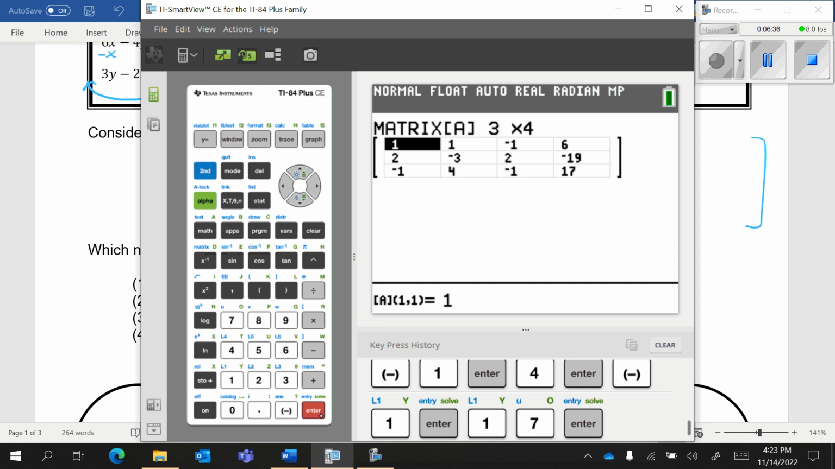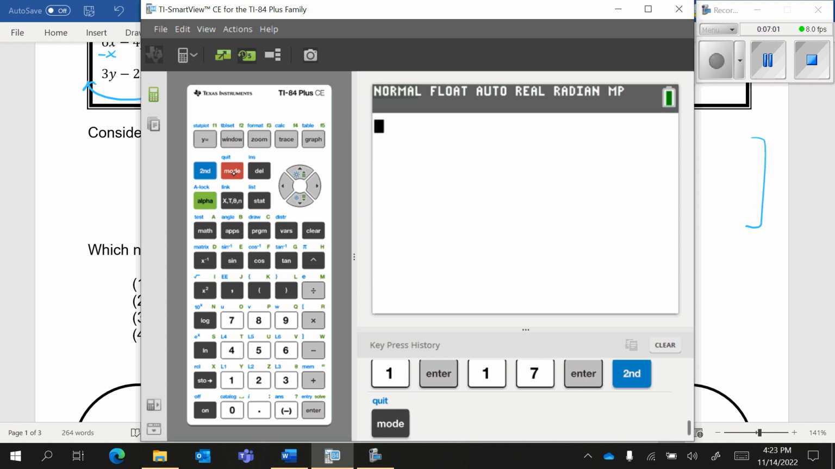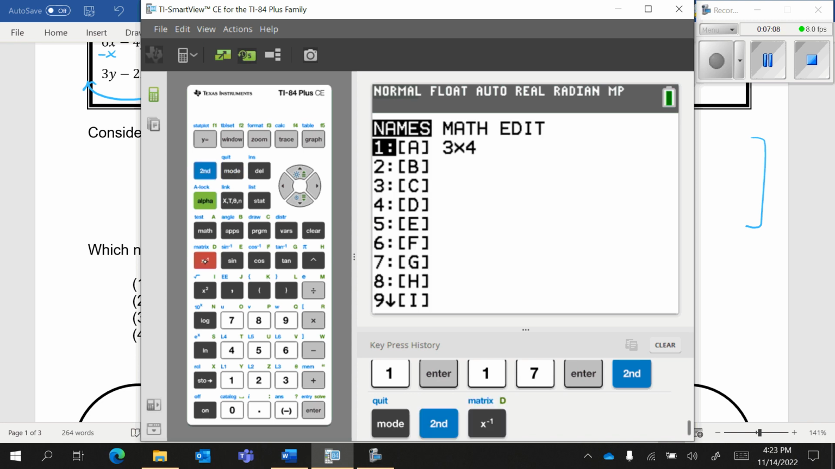Okay. So the thing is, you need to double check your work, because if you do it on the calculator, it is not going to know if you typed in something wrong, and it's just going to give you an answer. So if you accidentally type something in wrong, you will get the wrong answer. Take the minute to double check your work, and when you are done, you're going to hit second mode. That's going to get the blue quit button.